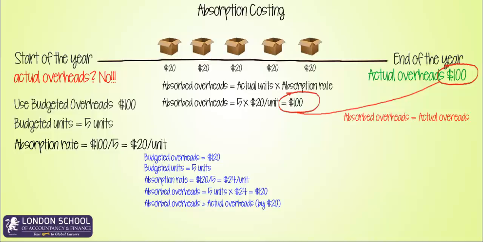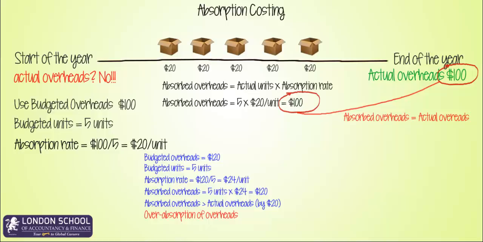By how much? $20. So how do we get that? Absorbed overhead is $120. Actual overheads are $100. So I have absorbed $20 more into my products than I should have. So what do we call this situation? We call this situation over absorption of overhead. So if our absorbed overheads are greater than actual overheads, we call it over absorption of overhead.